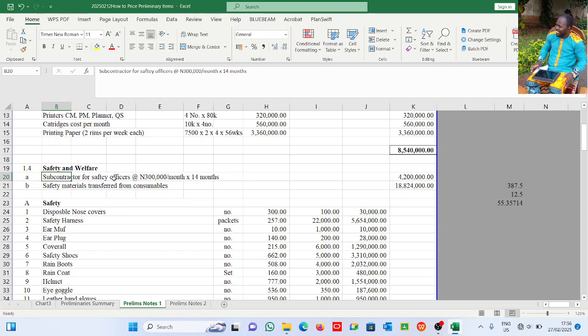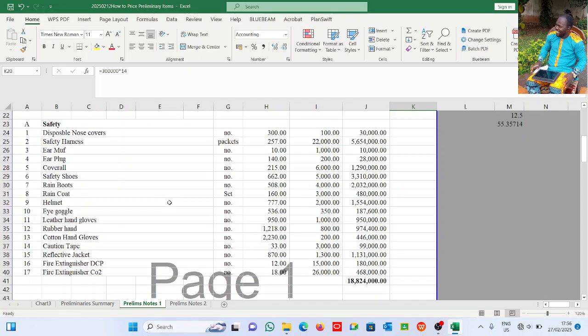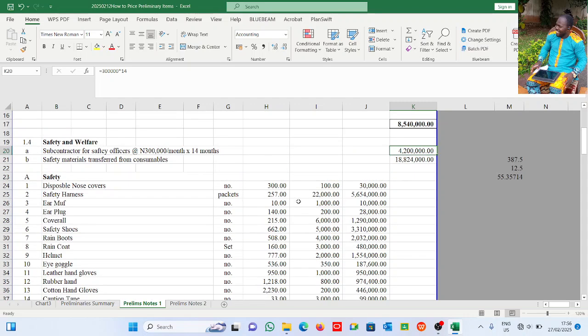So, of course, the head of the safety team is going to be paid. So this subcontractor for safety, 300,000 naira per month for 14 months. This is what the supervisor will be paid. Now, other safety materials, of course. In the course of the project, you'll be needing disposable nose covers, safety harness, ear muff, ear plug, coverall, safety boots, fire extinguisher, as the case may be. You have to take everything into consideration. How many numbers? What is the cost?